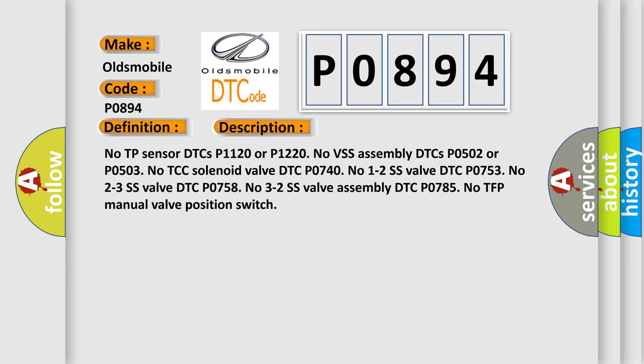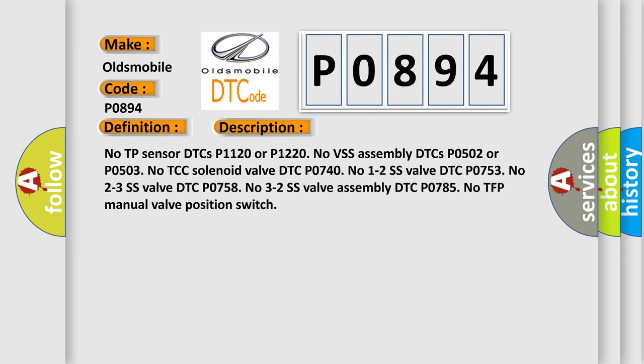No TFP sensor DTCs P1120 or P1220. No VSS assembly DTCs P0502 or P0503. No TCC solenoid valve DTC P0740. No 1-2 SS valve DTC P0753. No 2-3 SS valve DTC P0758. No 3-2 SS valve assembly DTC P0785. No TFP manual valve position switch.